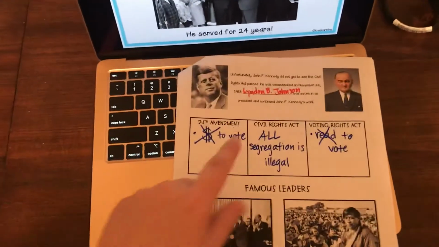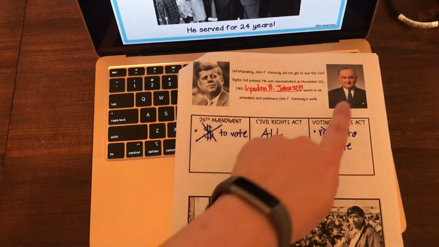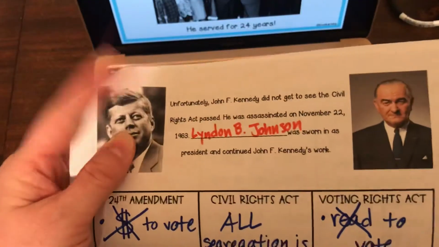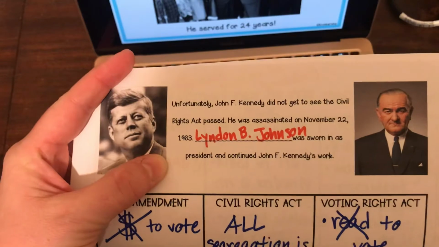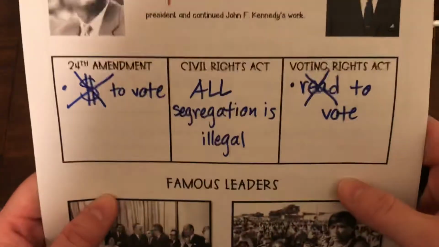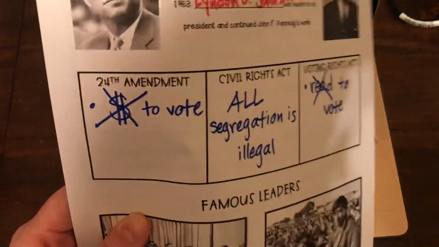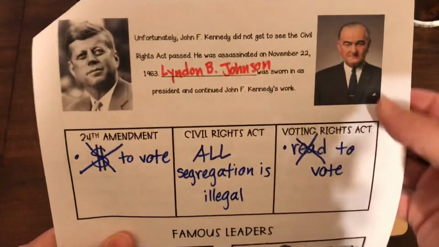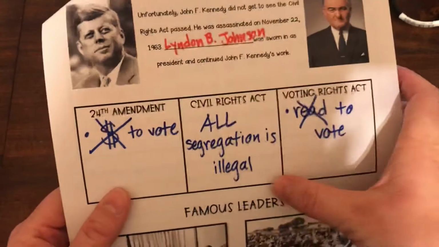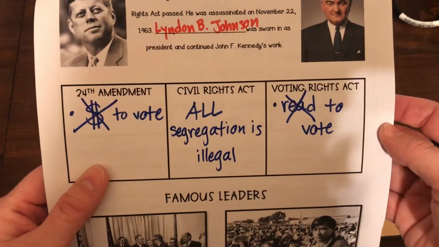Let me back up a bit. There's John F. Kennedy here, Lyndon B. Johnson. So adding into our notes, we said Lyndon B. Johnson was sworn in as the president and continued John F. Kennedy's work. So these are some things that were occurring very quickly, and in the one term that President Johnson held as president, these were all things that occurred during that time very quickly.